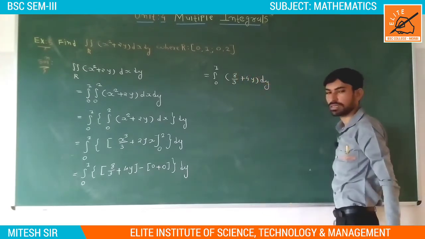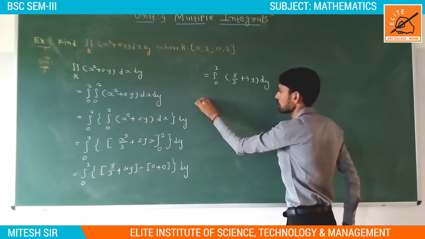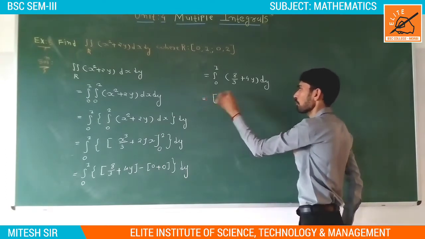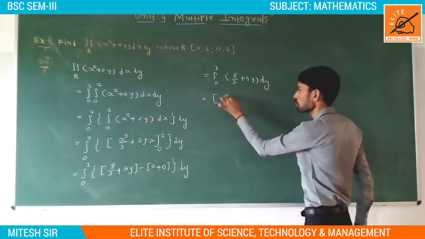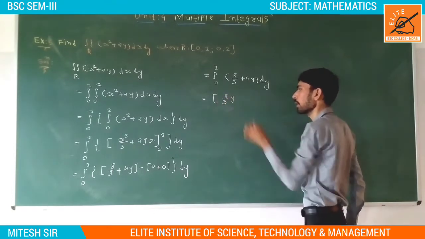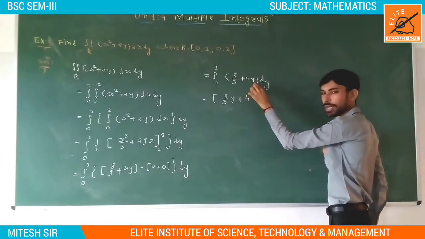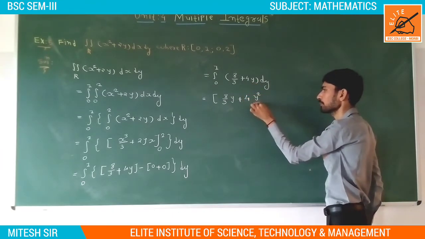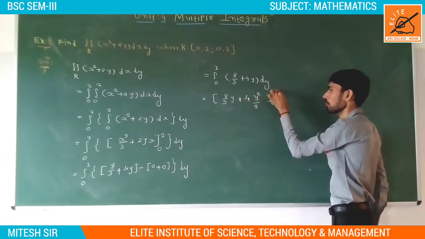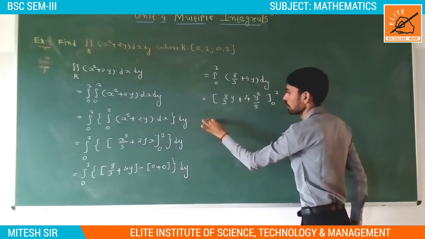So it's a very easy integration we can do. Now we are doing integration of the function with respect to y. So 8 by 3 is constant, it is into y, plus 4y, the integral of y is y square by 2, and the limit is 0 to 1. So now we substitute the limit.